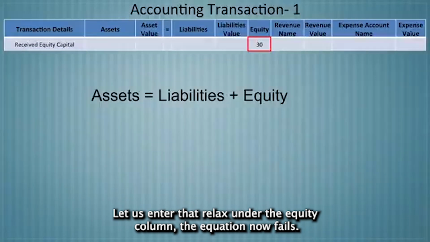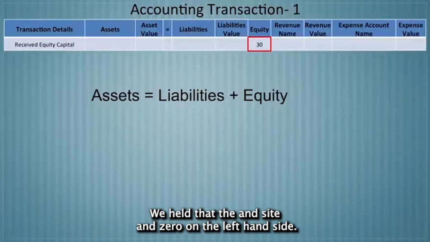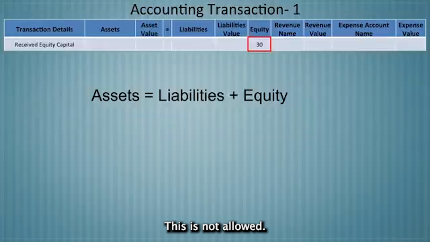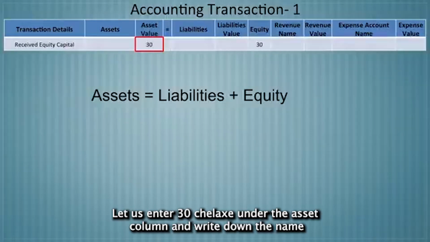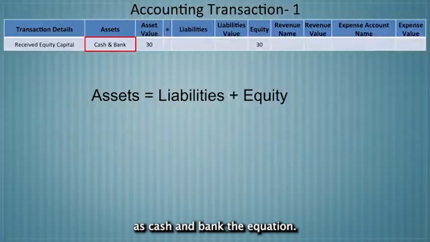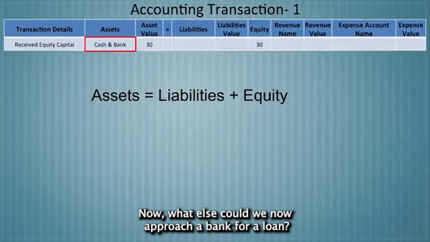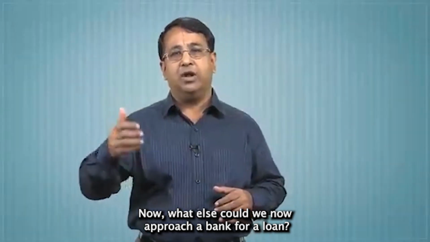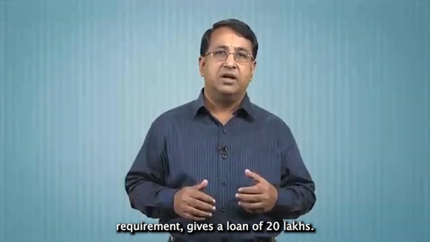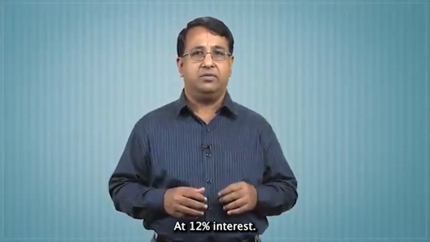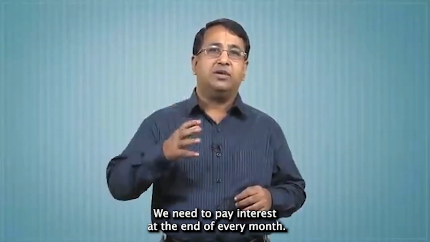The equation now fails. We have 30 on the right hand side and 0 on the left hand side. This is not allowed. We have 30 lakh cash with us. Let us enter 30 lakhs under the asset column and write down the name as cash and bank. The equation now holds good. We now approach a bank for a loan. The bank, based on our requirement, gives a loan of 20 lakhs at 12% interest. We need to pay interest at the end of every month.